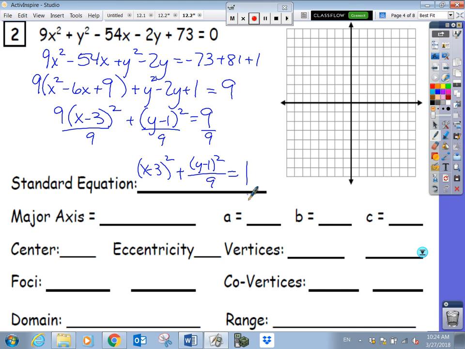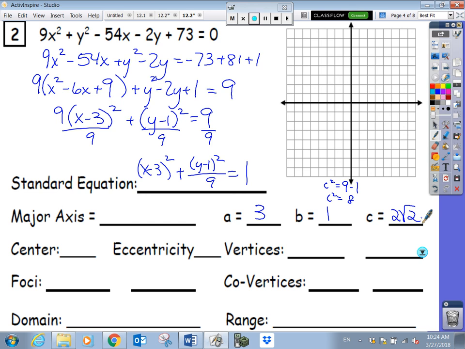All right, so a, b, and c. A is always the bigger number, so a squared is 9. That means a is 3. b squared is 1, that means b is 1. So then our c: c squared equals a squared minus b squared. c squared equals 8, so c equals 2 root 2.